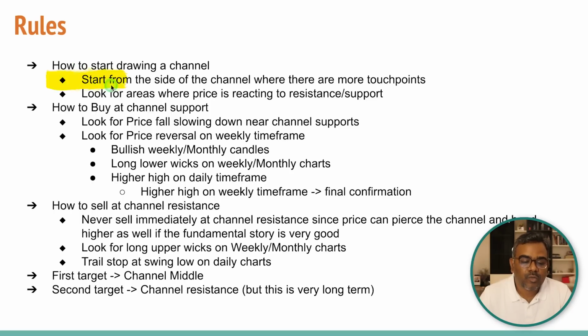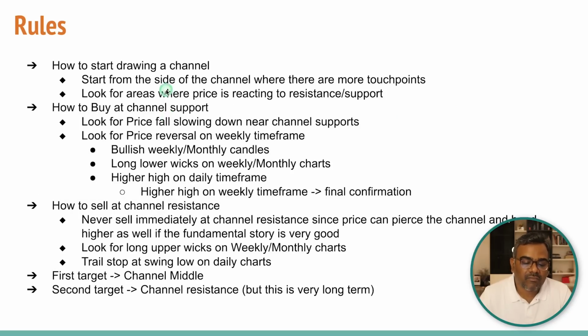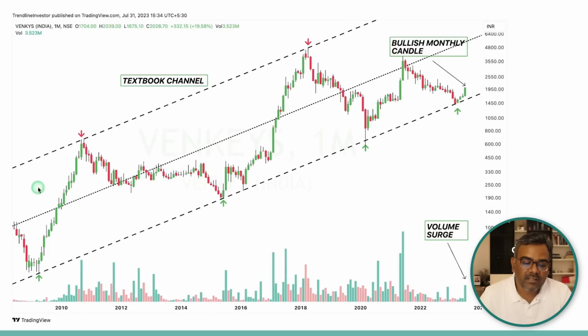The first thing is you have to start from the side of the channel where there are more touch points. In the case of Venki's, I started drawing the channel from this side because I saw multiple touch points here, and that's why I started drawing the channel. So always start drawing the channel from the side where there are more touch points. So look for areas where the price is reacting to resistance and support. In the case of Venki's, I was looking at this level over here and the price reacted multiple times at this level, so I drew the channel over here. It's okay sometimes when you have wicks below the channel, you just have to consider areas.